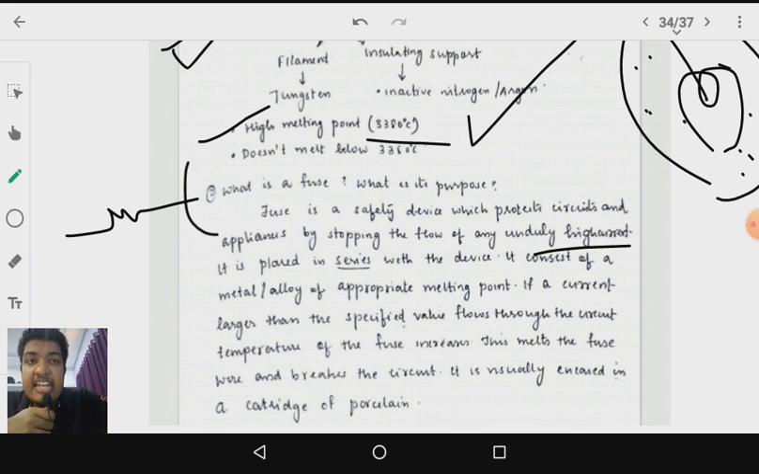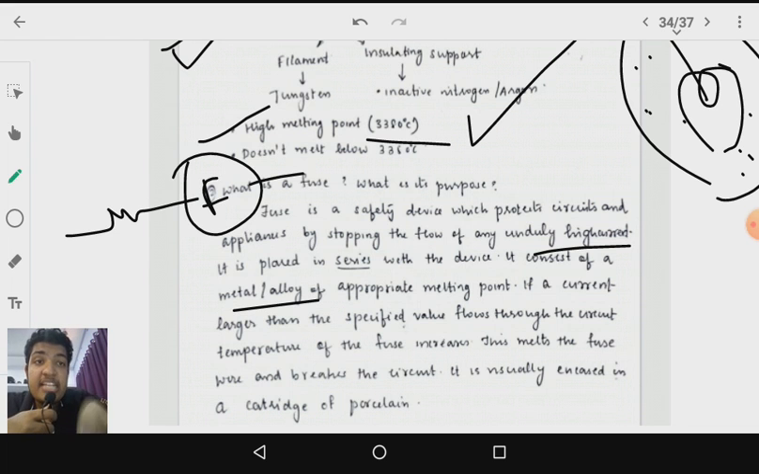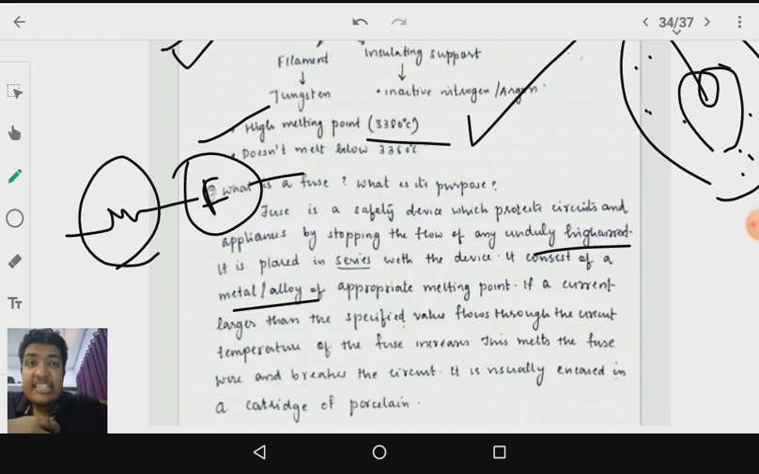That is connected in series. The fuse is connected in series with the circuit, and it consists of a metal or an alloy of appropriate melting point. So when an extremely high current is flowing through the appliance, the same current is going to flow through the fuse also. Now the fuse has a very low melting point. So what happens is this fuse will break down.